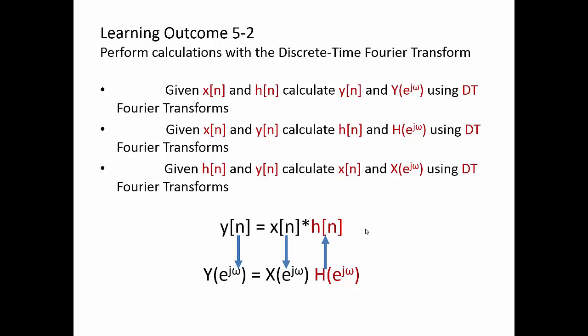I'm not going to do any specific examples of these. They're very similar to the example that I did earlier in this video. And it's also very similar to what you learned in chapter 4. Just replace your t's with n's and your j omegas with e to the j omegas and use the tables from chapter 5 instead of the tables from chapter 4. I think you'll do fine.